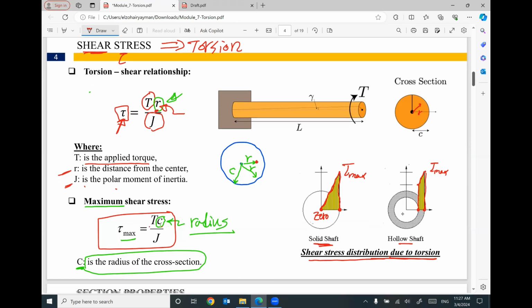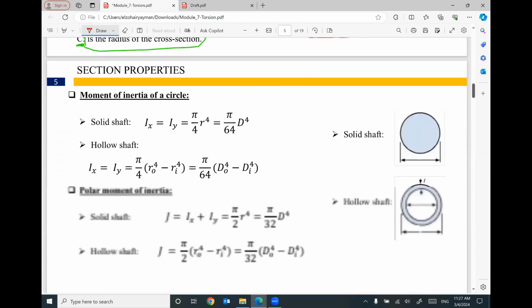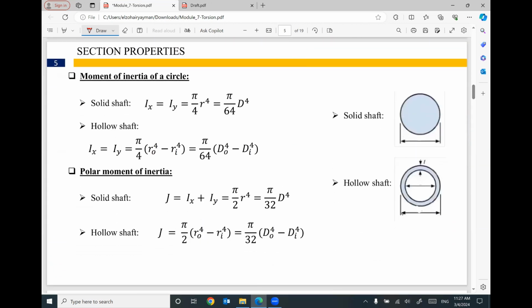If we go back to engineering mechanics, the chapter on section properties, we learned that if we have a circle with radius R or diameter D, we have something called the moment of inertia, Ix and Iy. Both of them are equal in the case of a circle. Ix equals Iy equals pi divided by 4 times radius to the power 4, or pi divided by 64 times diameter to the power 4.